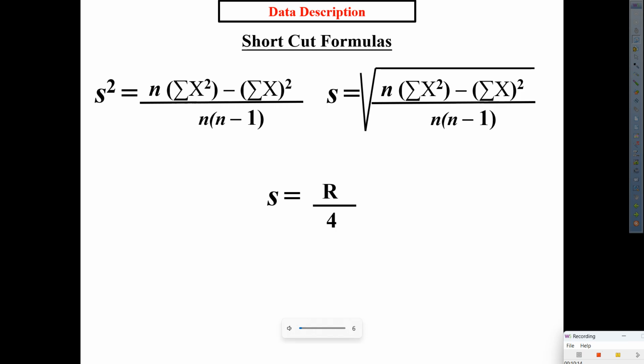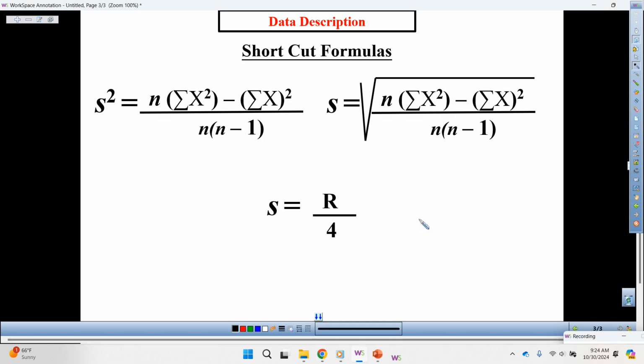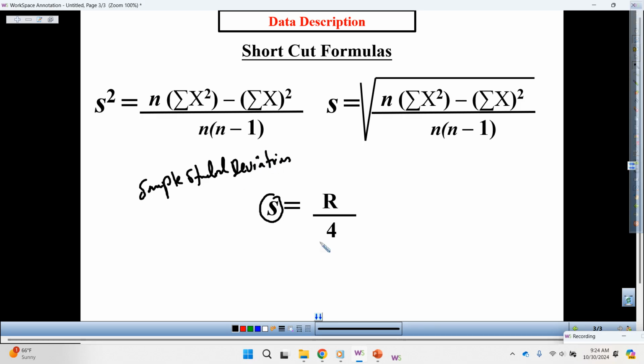Tell your neighbor what S stands for and what R stands for. Talk to your neighbor. What does S stand for and R stand for? All right. Noah, pass them one. Julius, what does S stand for? Sample standard deviation. All right. Yes, that's what the S stands for. Okay. So what does the R stand for, Julius? Range. That is correct.